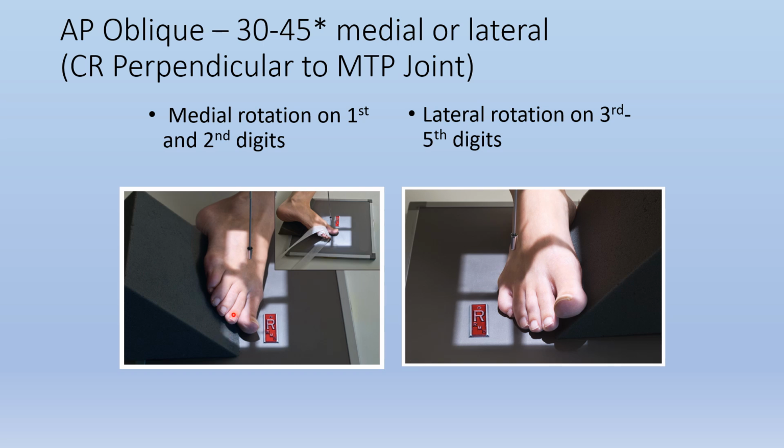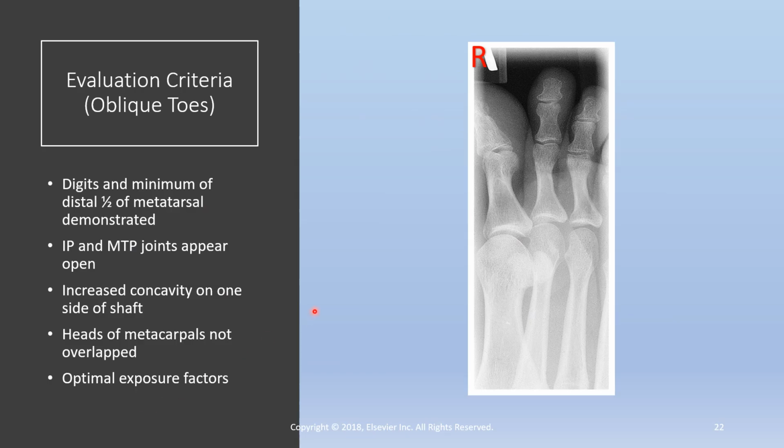So this image here, this is medial. So first and second digits, medial rotation. Third, fourth, and fifth, lateral rotation. So coming towards the middle, going away from the middle. All right, and central ray is perpendicular to the metatarsophalangeal joint in question. If done correctly, then this would show the digit and a minimum again of the distal one half of the metatarsal. The interphalangeal and metatarsophalangeal joints should appear open.